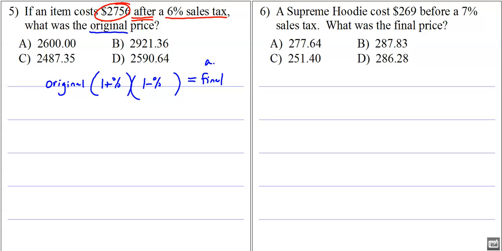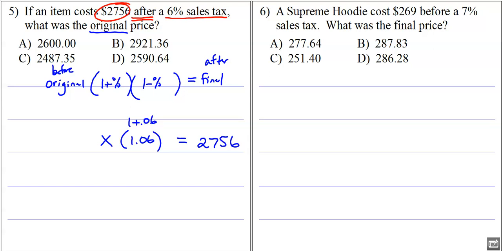This is the after. The original is the before price. So an item costs $27.56 after. So that's going to go over here. Okay. We had sales tax. So that's going to be 1.06. Okay, because 1 doesn't change a number. You have the original price. 1 doesn't change it, but we're going to add the 6% tax.